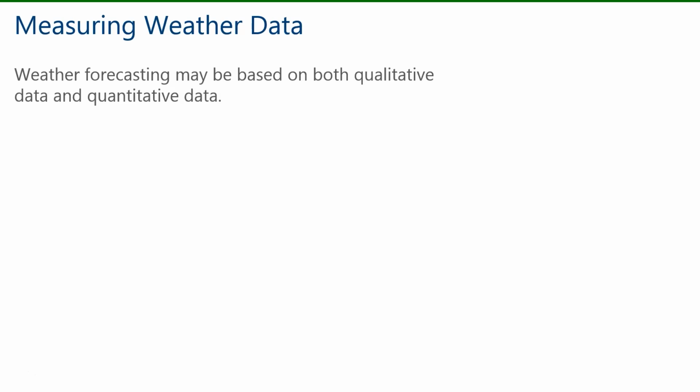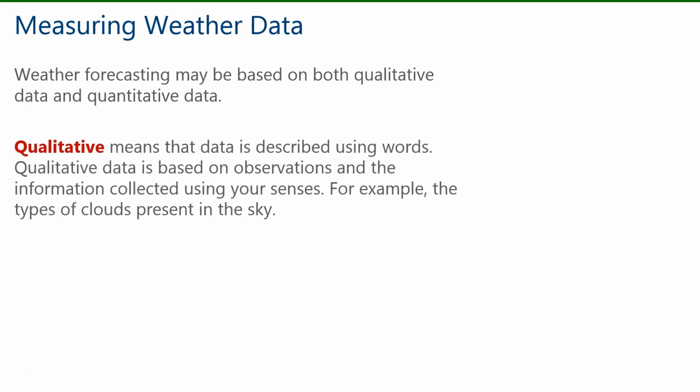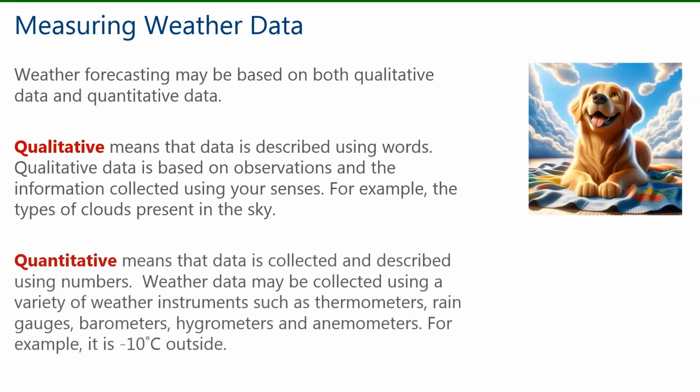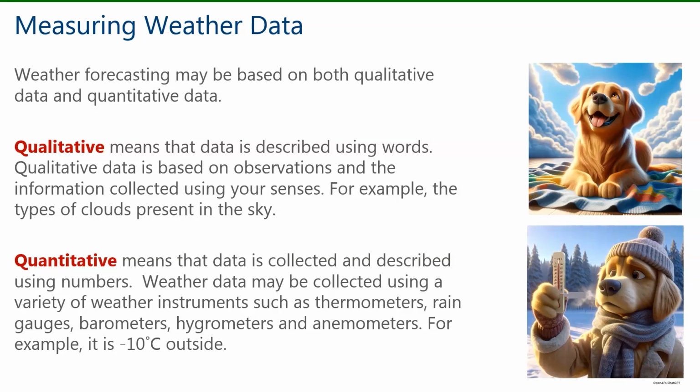Weather forecasting may be based on both qualitative data and quantitative data. Qualitative means that data is described using words. Qualitative data is based on observations and the information collected using your senses, for example, the type of clouds present in the sky. Quantitative means that data is collected and described using numbers. Weather data may be collected using a variety of weather instruments, such as thermometers, rain gauges, barometers, hygrometers, and anemometers. For example, "it is negative 10 degrees outside" is an example of quantitative data.